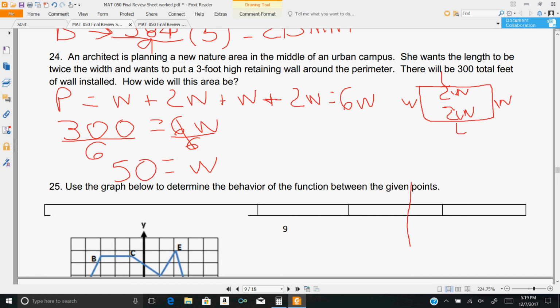And if we go back, the question is, how wide will this area be? So it will be 50 feet wide. You need to check because it might have asked for the length, in which case you'd have to say 100. Okay.